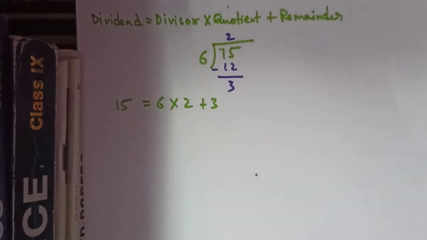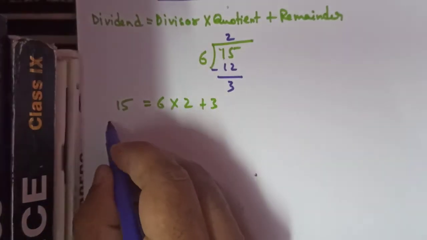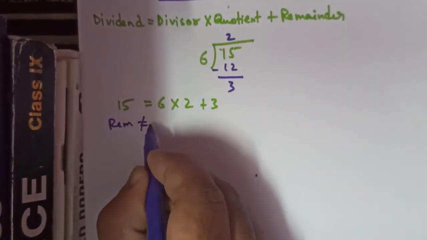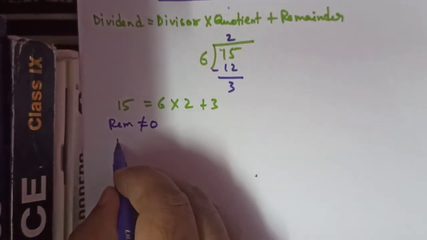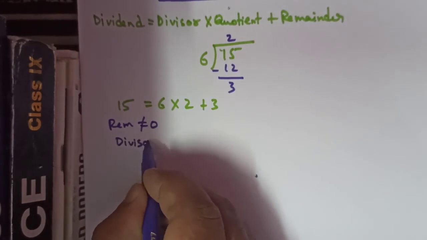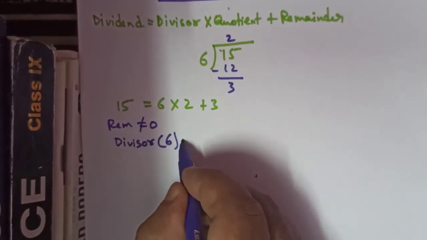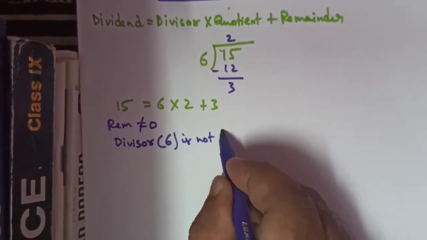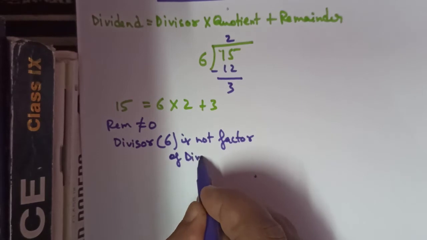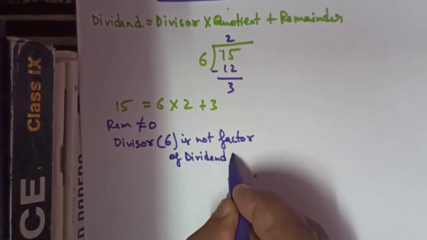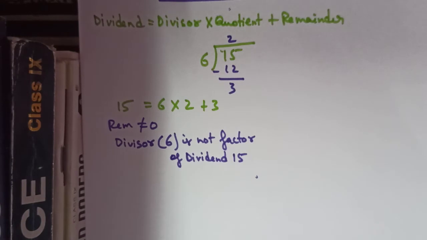So in this case, we are getting remainder equal to 3, that means the remainder is not equal to 0. If the remainder is not equal to 0, then we say that the divisor is not a factor. 6 is not a factor of the dividend, that is 15.